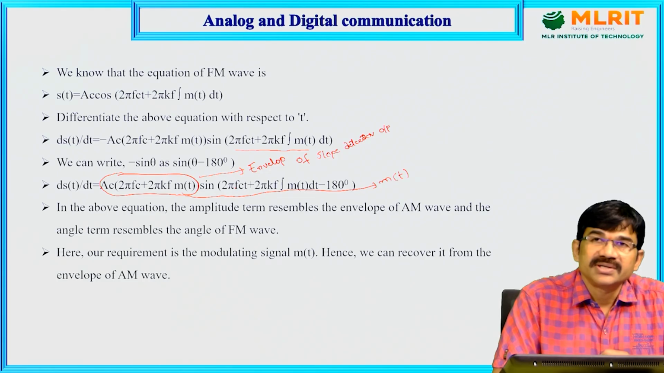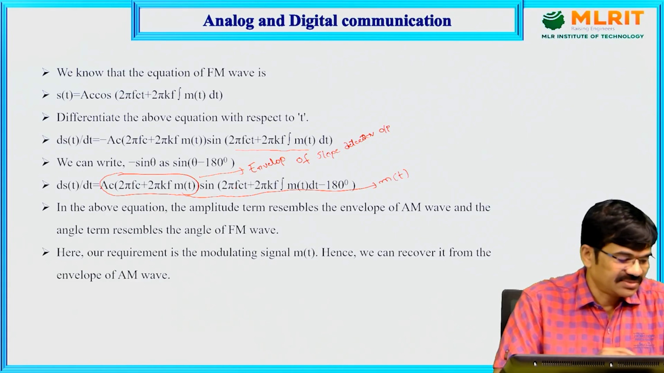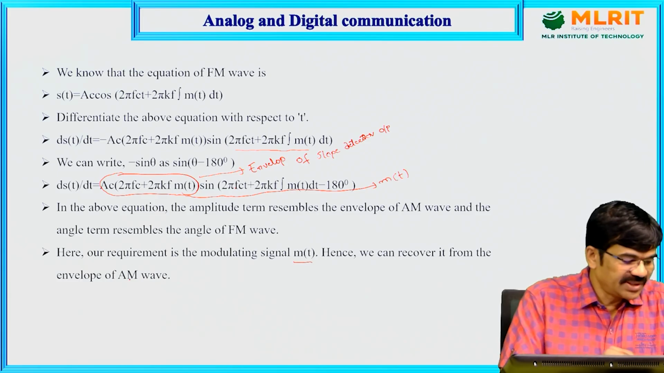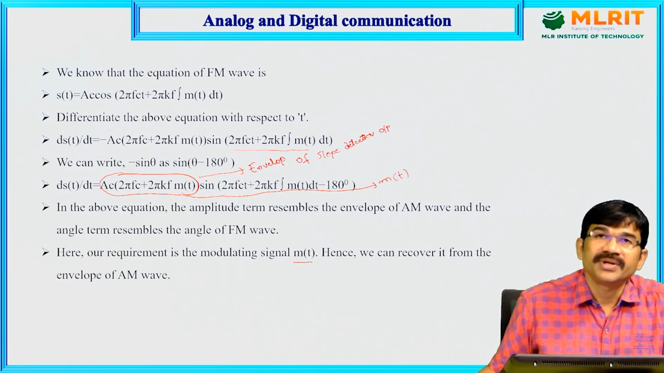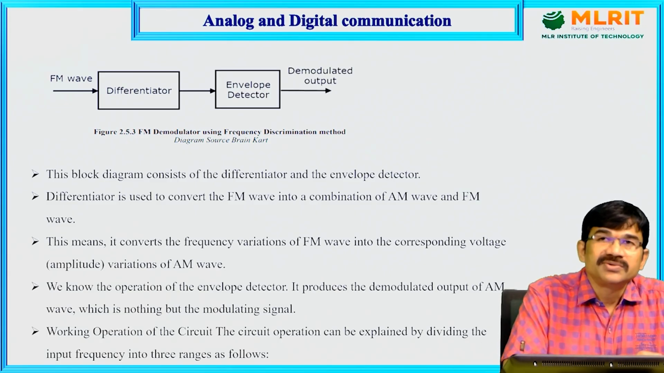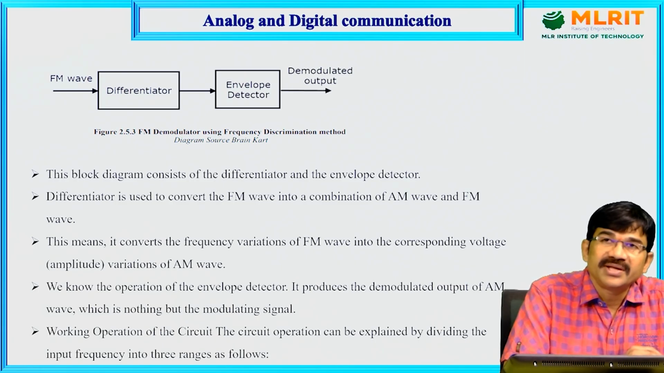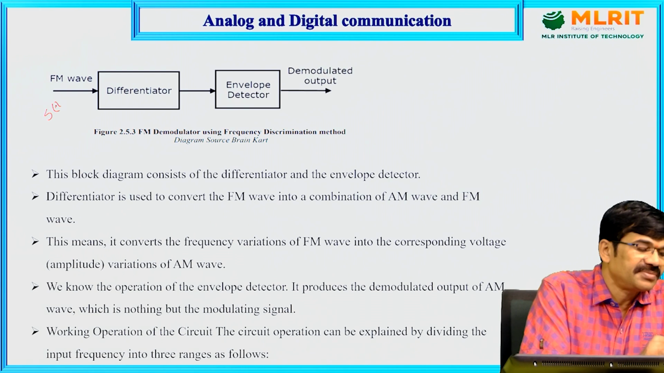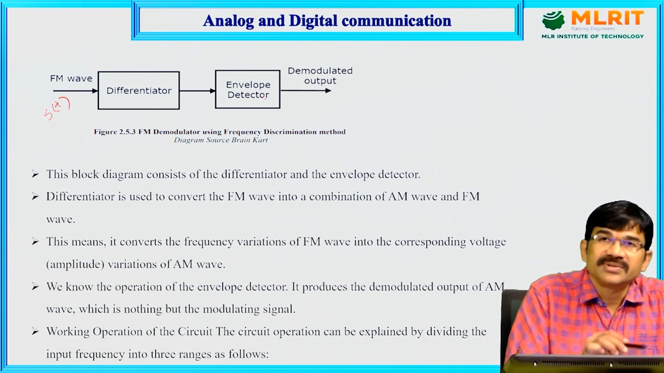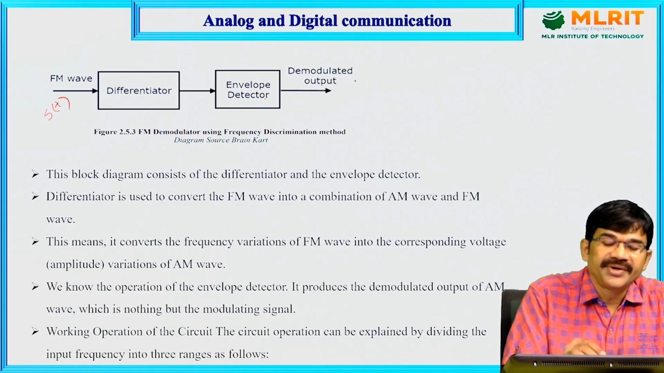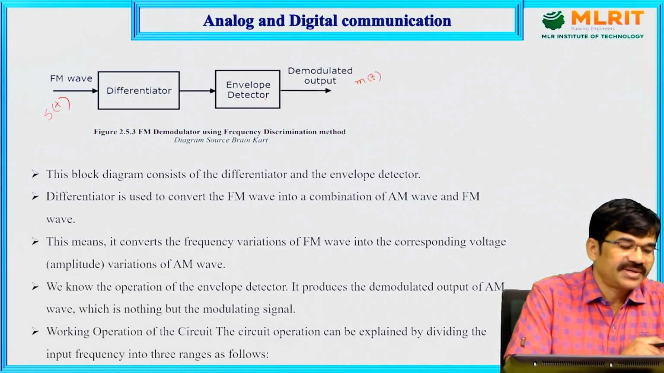The same modulating signal transmitted from the transmitter section, we have to obtain at the receiver section. Our requirement is the modulating signal m(t), hence we recover it from the envelope of the AM wave. For that, we use one more circuit: the FM wave s(t) is applied to the differentiator, and the differentiator output is connected to the envelope detector. The envelope detector output is the demodulated output, m(t), what we transmitted from the transmitter section.